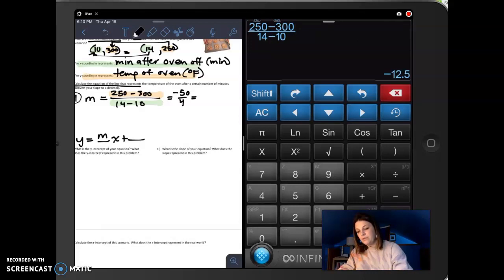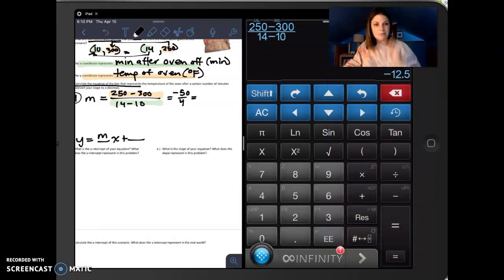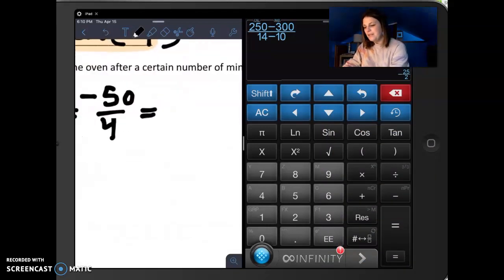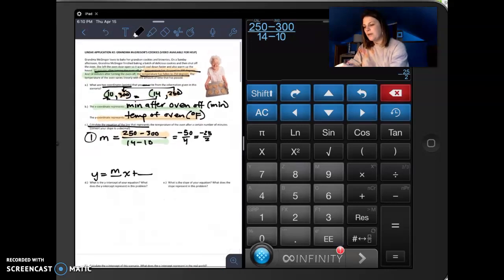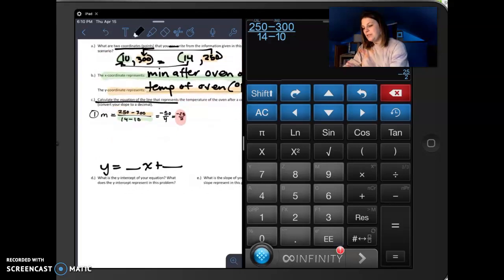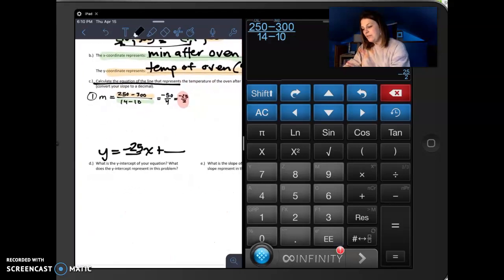And we say equal, and then we turn it into a fraction by pressing the button. Okay, that might be helpful. I moved my face, I think. So press that, and we get negative 25 over 2. We're going to leave it as a fraction. So we figured out how to fill in the first blank of our equation, because we know that m is the slope. So we're going to put negative 25 over 2 in for m.